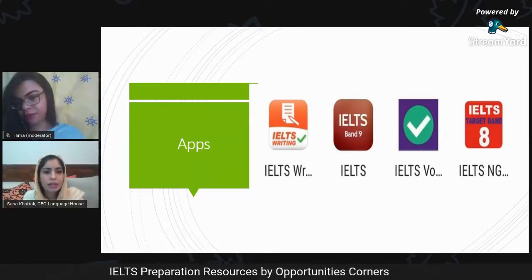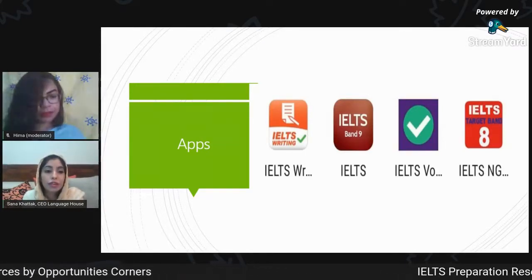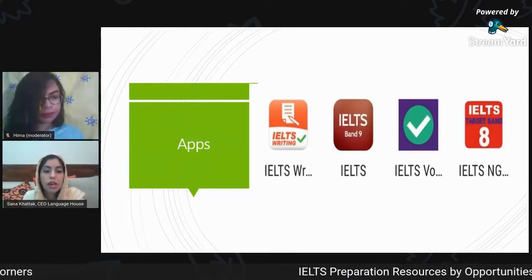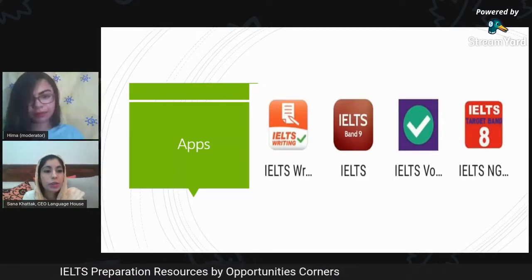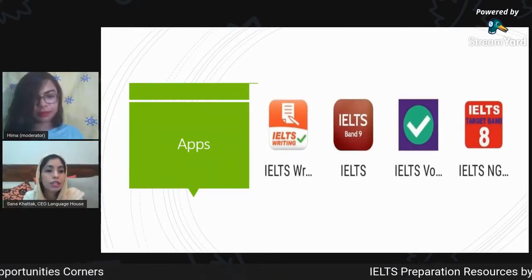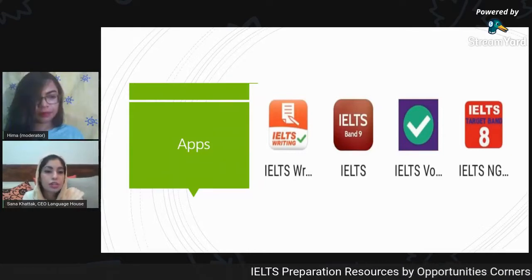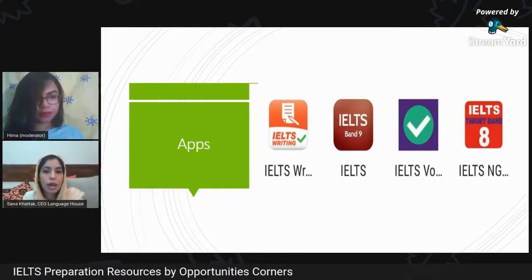It has some 8, 9 levels of vocabulary, and on each level you have 50 words, and it is a free app. You can use it. You can practice there. You can keep a record of how many words you've mastered and how many words you still need to master. So this is a very good app, IELTS Vocabulary with Magoosh. This is a good app for vocabulary.